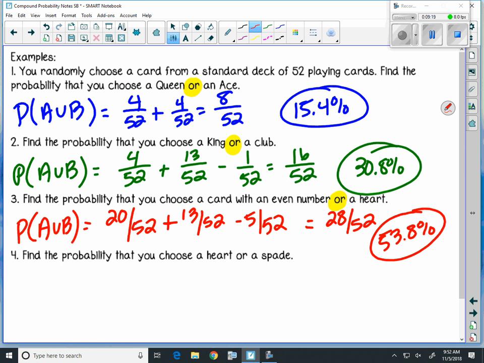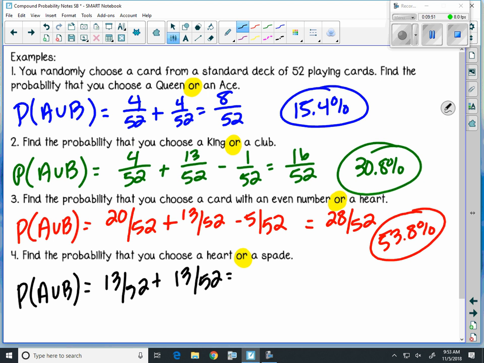All right, find the probability that you chose a heart or a spade. So it's or, meaning it's the union. Is there overlap? No, because a heart spade can't happen. There's not one that's together. What's the probability of getting a heart, plus the spade, which is also 13 out of 52? So that's 26 out of 52. And just think about it, you're basically taking half of the cards because it's half of the suits. So that's 50%.